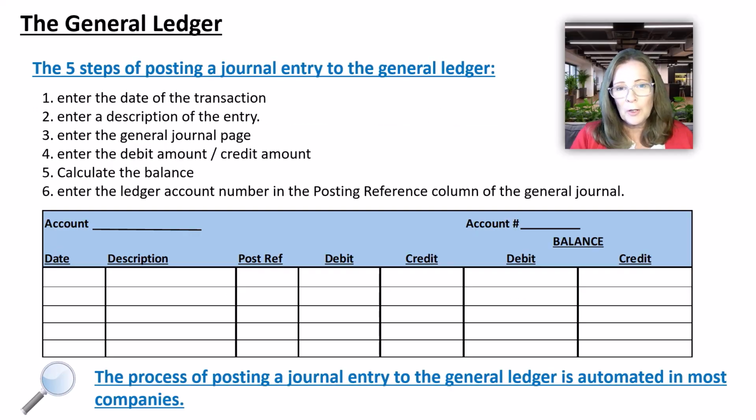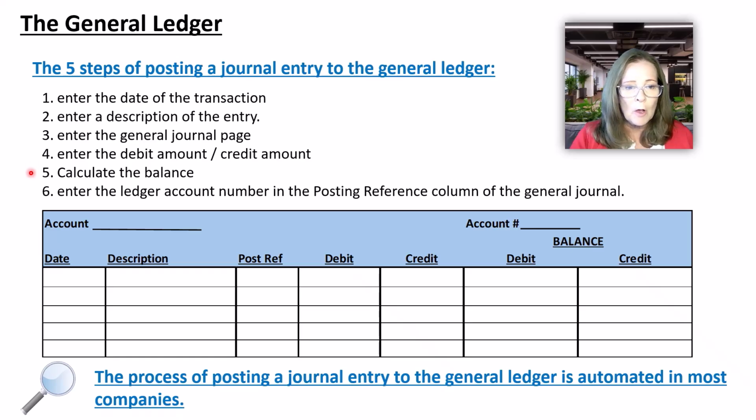The process of manually posting a journal entry to the general ledger consists of these 5 steps. On the ledger form for each account, we'll enter the date of the transaction and enter a description that describes the entry. We'll enter the journal page in the posting reference column, which allows anyone who reviews the general ledger account to find the entire journal entry on the general journal page. We next enter the debit amount in the debit column or the credit amount in the credit column, depending on what is written in the general journal.